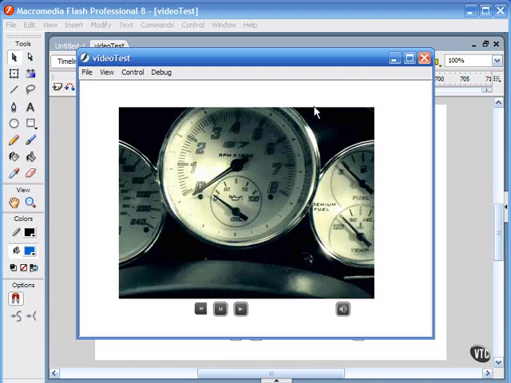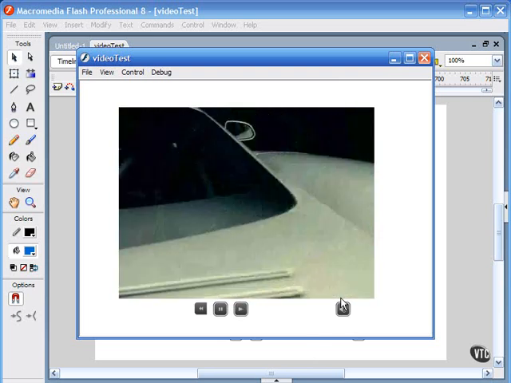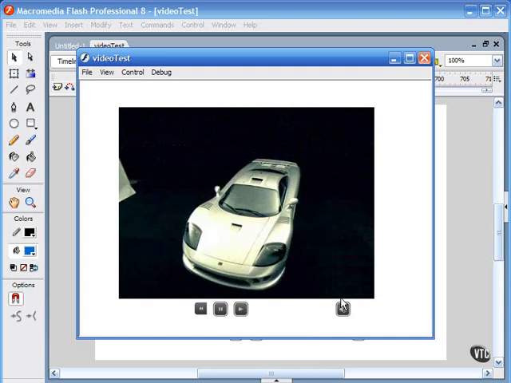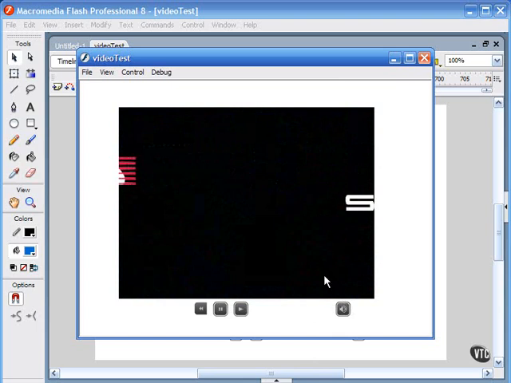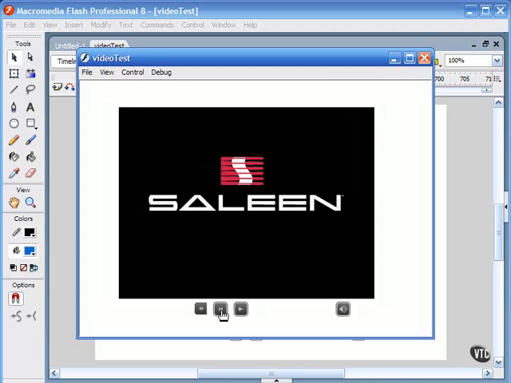When I play back this FLV video in the Shockwave file here, what you're seeing is a sequence of images flashed on the screen in rapid succession, giving the illusion of motion. The number of frames displayed every second is known as the frame rate, and it's measured in frames per second, or FPS. The higher the frame rate, the more frames per second will be used to display the sequence of images, resulting in smoother motion.